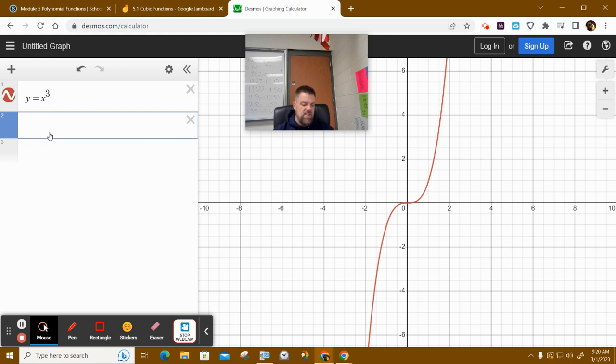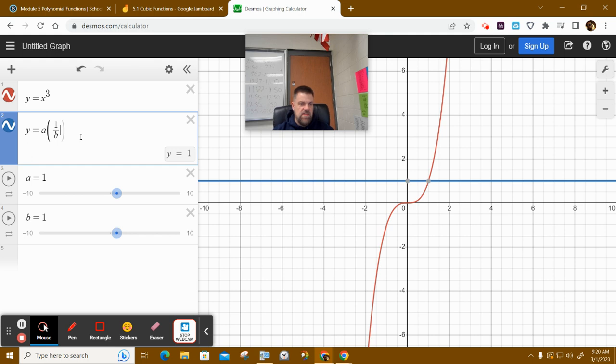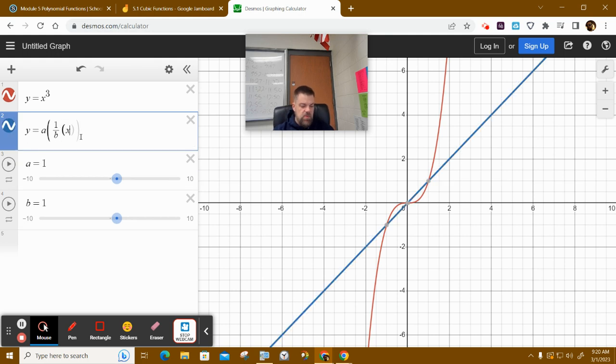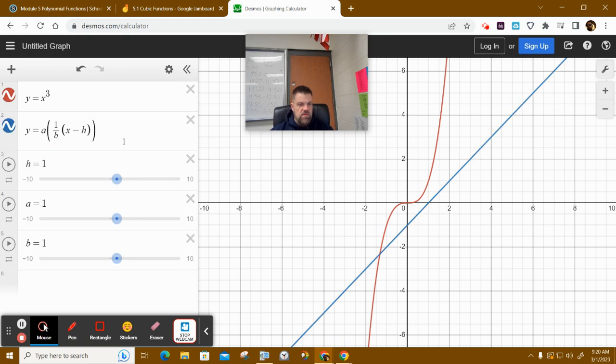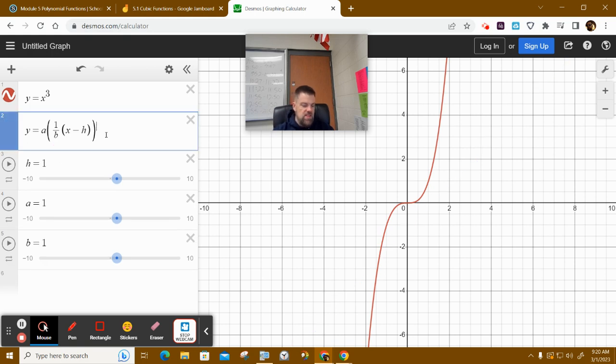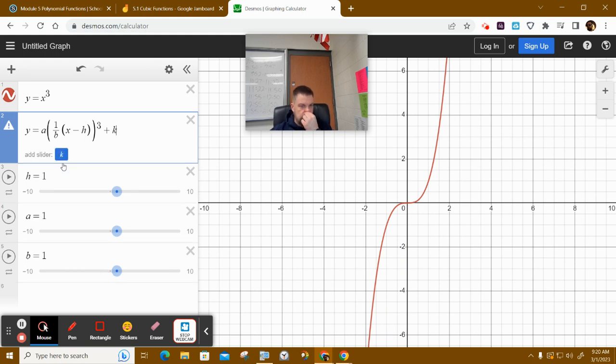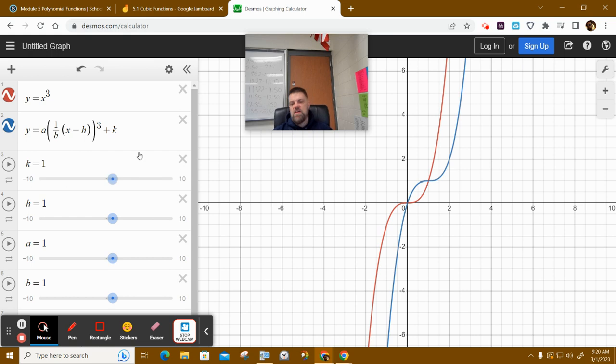And then I'm going to say y equals, and I'm going to put a parentheses, and then I'm going to put 1 over b, and then a second set of parentheses. Then I'm going to put x minus h, and I'm going to put a slider for h, and then I'm going to raise that to the third power plus k. Just kind of watch and pay attention. You could sketch this if you want to.